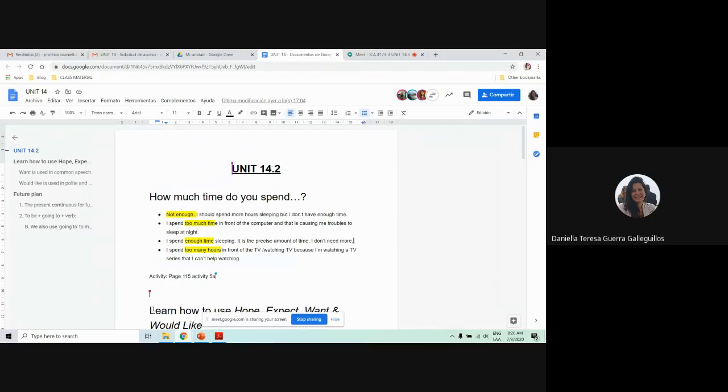Then I wrote, I spend enough time sleeping. It is the precise amount of time. I don't need more. Or I spend too many hours in front of the TV or watching the TV because I'm watching a TV series that I can't help watching. I can't help means no puedo dejar de hacerlo, no puedo dejar de ver la serie. And that is true. Sometimes it happens.